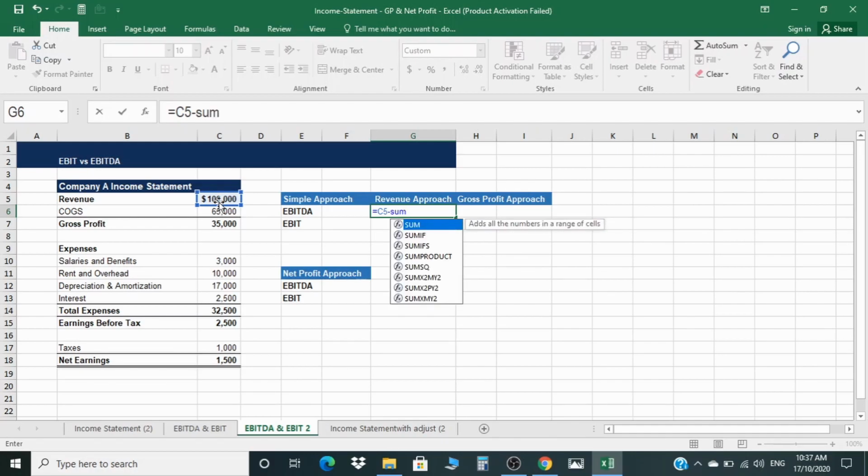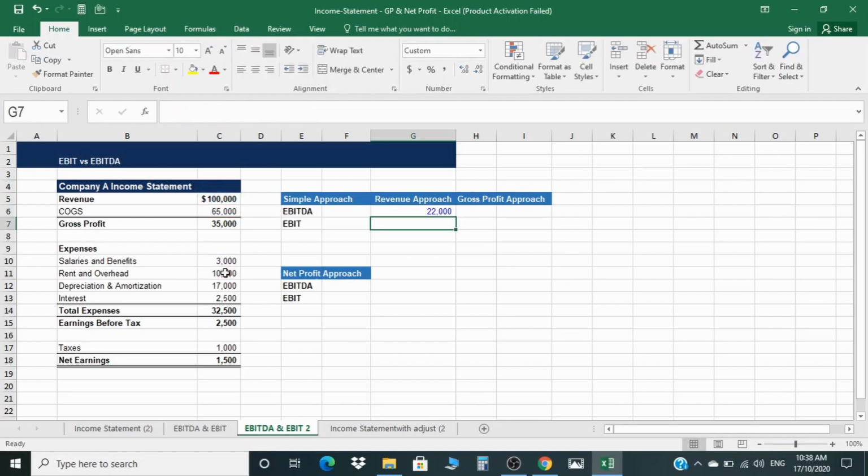minus, open bracket, cost of goods sold, then put a comma, then salary and rent, close bracket, and you will get your EBITDA. So EBITDA is before depreciation and amortization. When you deduct depreciation and amortization from EBITDA, you will get EBIT.